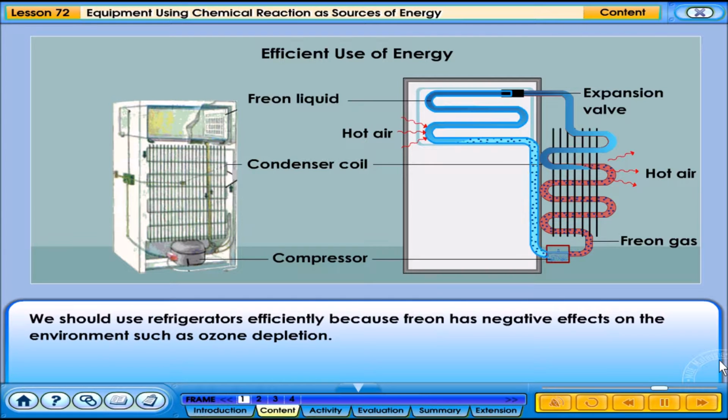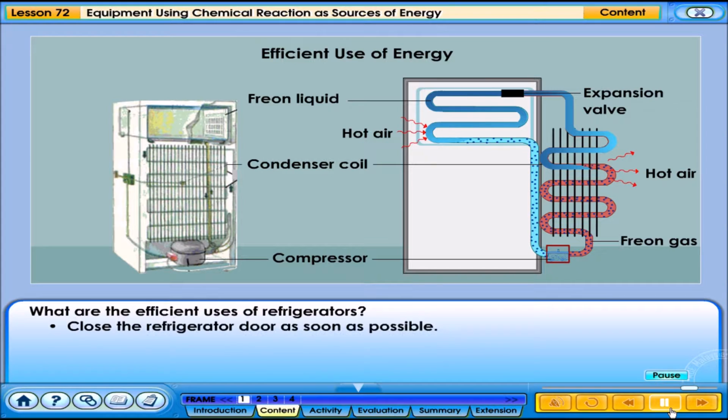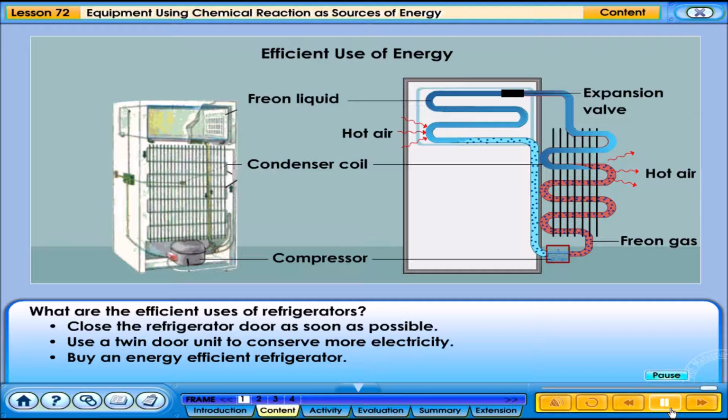We should use refrigerators efficiently because Freon has negative effects on the environment, such as ozone depletion. What are the efficient uses of refrigerators? Close the refrigerator door as soon as possible. Use a twin-door unit to conserve more electricity. Buy an energy-efficient refrigerator. Use ozone-friendly refrigerators.